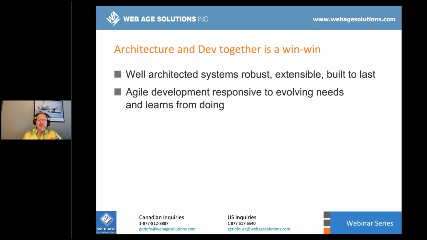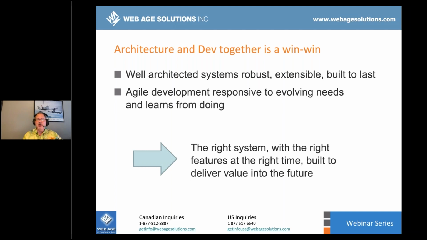So we see positive aspects from both architecture and software development. And ultimately, what we want out of a combination of the two is to be able to deliver the right system with the right features at the right time. And the last clause here, built to deliver value into the future, I think is the most important of these. And it's where the contribution of architecture and the application of architecture can really have a significant effect.